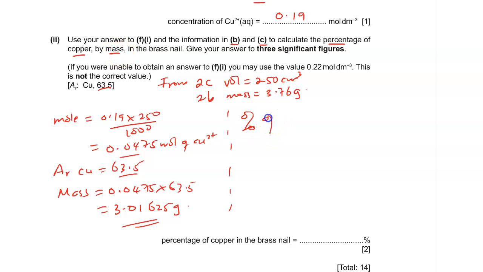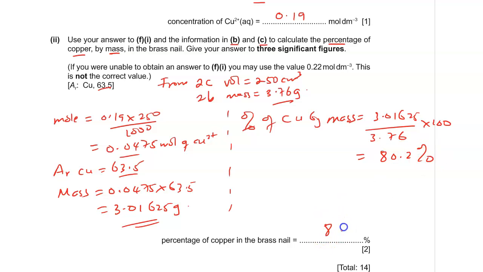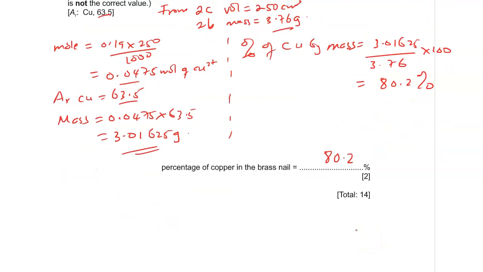Okay, and therefore the percentage of copper by mass is equal to this 3.01625 divided by this 3.76 times 100, and what you get here is 80.2%. Yeah.